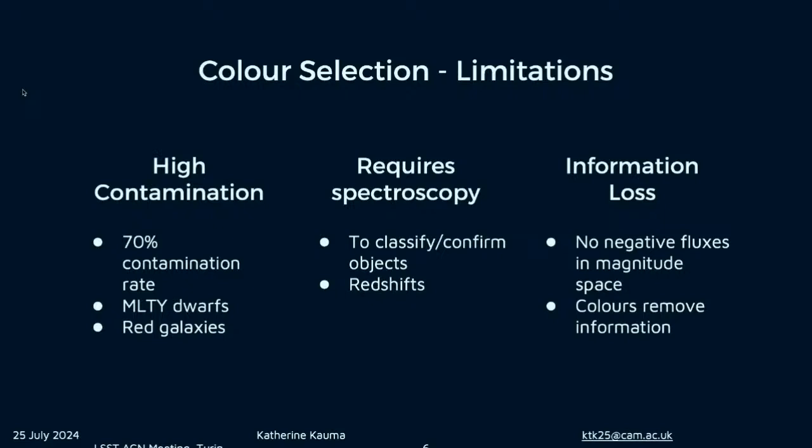And then finally, when you're using colors, you're using magnitudes, so you lose out on the information from negative fluxes, which is really important in your dropout bands. And then additionally, using colors as opposed to the combination of all of the photometric fluxes actually removes information. So you go from 4 data points to 2 data points when you do a color plot.